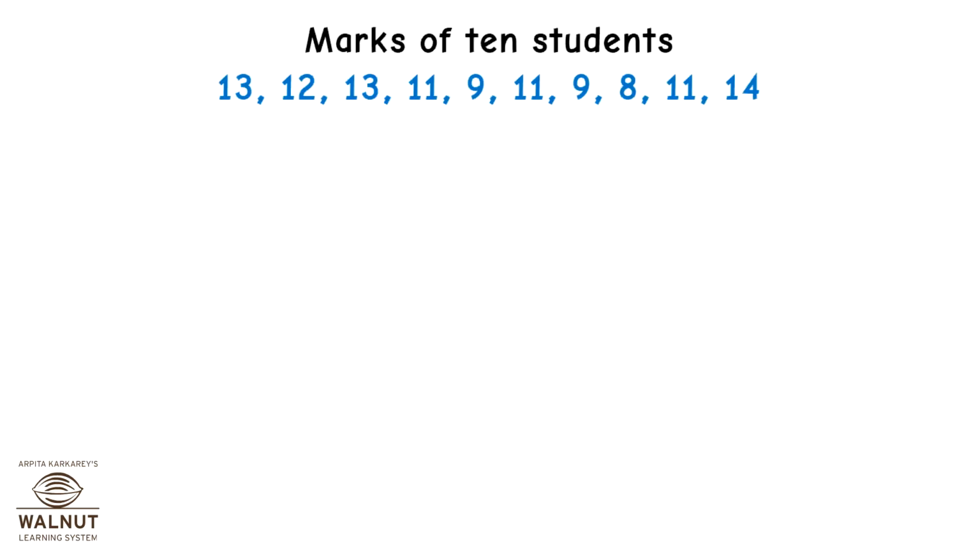What are the lowest marks? 8. What are the highest marks? 14. So we make a table from 8 to 14, which is 7 rows. We need 1 row for the title. So that is 8 rows. Draw the table with 8 rows and 3 columns.